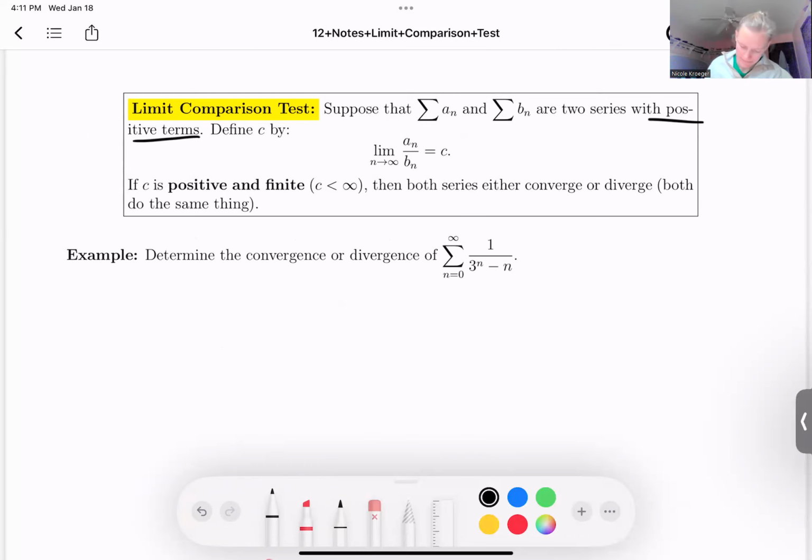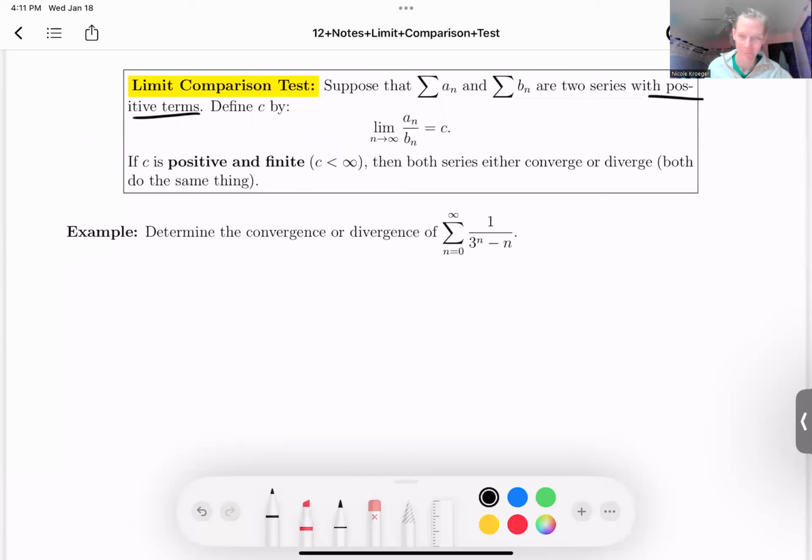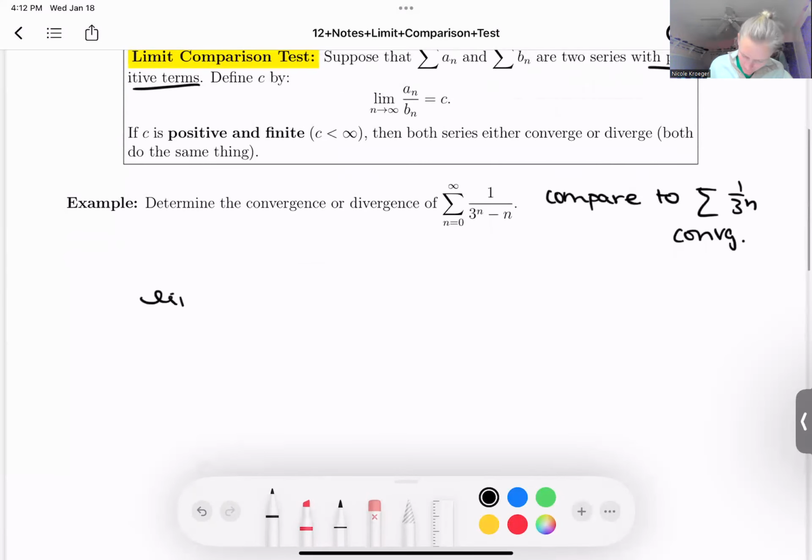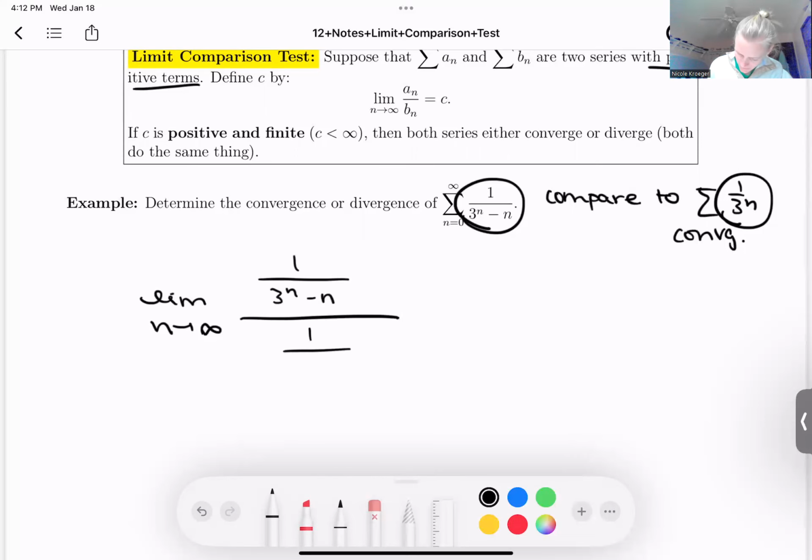So let us look at this series that we had before. This is going to be a little messier than most of the examples we do. So let's compare this to something that has positive terms that we know what happens. Let's compare this to the series 1 over 3 to the n, which is the thing we tried to compare it to before. We know this is convergent because it's geometric. And so what we'll do for the limit comparison test is we look at the limit as n approaches infinity, and we look at this thing divided by this thing. So we have 1 over 3 to the n minus n over 1 over 3 to the n. And now we have to figure out what that limit does.